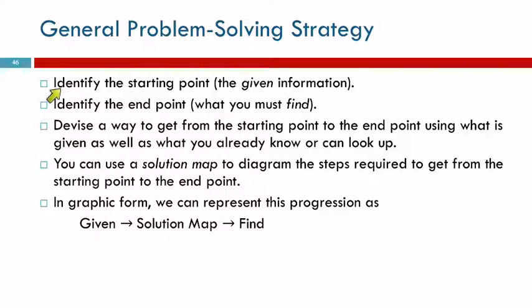So, identify the starting point, the given information. So you read through all the words. Read it out loud if you need to. Read through all the words first, and then go back and say, what unit am I starting with? And then identify what you're trying to find. Write those down. And then figure out how to get from where you are to where you want to be. So a solution map can help you write it out. And so what we're doing is we've got our given quantity, our solution map, which may just be a direct 1-step conversion, or it might have multiple steps, and this is what we're trying to find.